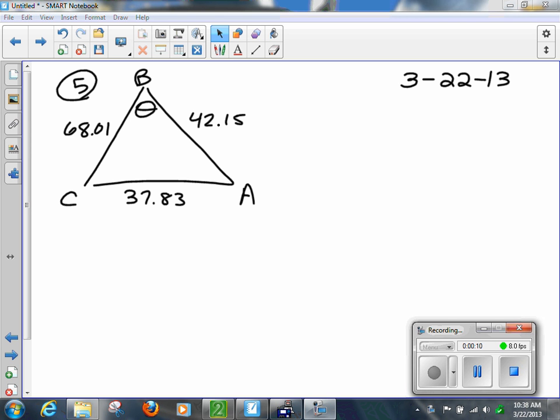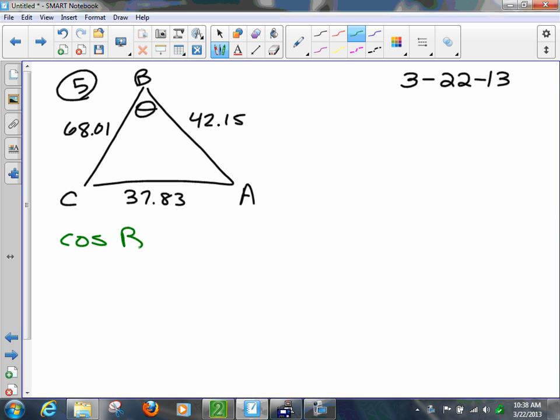Here we go. Number 5, which is on page 222. So we need to solve this one. We're solving for theta, which is actually angle B, right on? So if I'm solving for angle B, which formula am I going to use? Cosine B formula. That's the one.